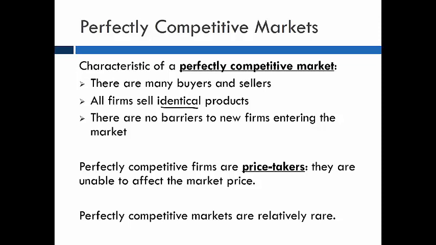If they try to charge anything more than that, they're not going to sell anything. So again, if we go back to the farmers selling wheat to Kellogg's, if everybody's selling wheat for $6 a bushel and I decide to charge $6.50, I'm not going to sell anything at all. Nobody's going to buy mine at $6.50 when they can buy as much as they want for $6. So you have no control over the price.